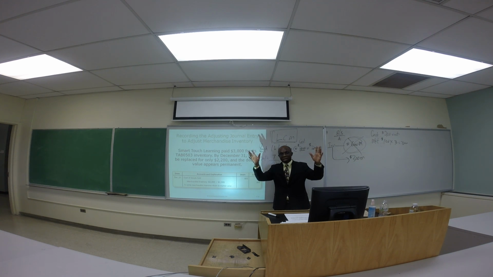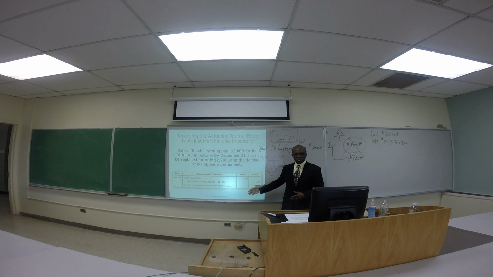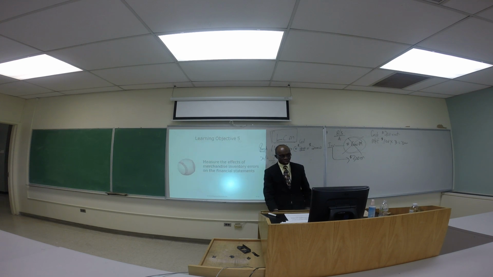Remember when we talked about accounting principles, we talked about the accounting cycle, the different steps that we follow to prepare the financial statements. One of those steps was what? At the end of the accounting period, we have to make some adjustments. So this would be an adjustment to write merchandise inventory down to market value. In this case, we debit cost of goods sold and we credit merchandise inventory.